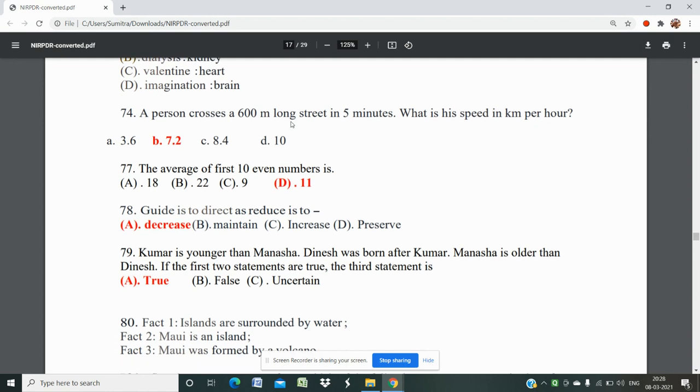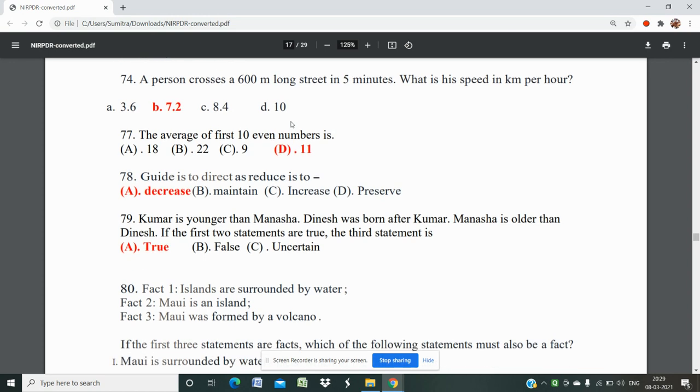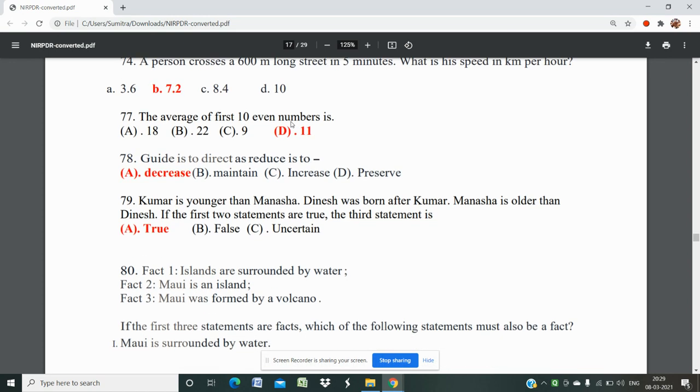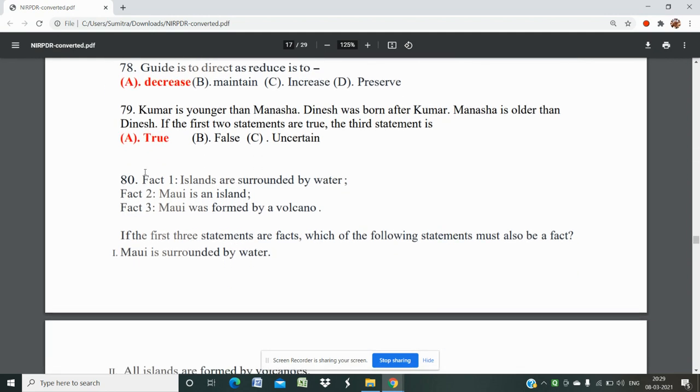Then what is the average of the first 10 even numbers? Questions from the basics of mathematics. Guide is to direct as reduce is to decrease. And then question number 79: Kumar is younger than Manasha. Dinesh was born after Kumar. This is also very logical reasoning.